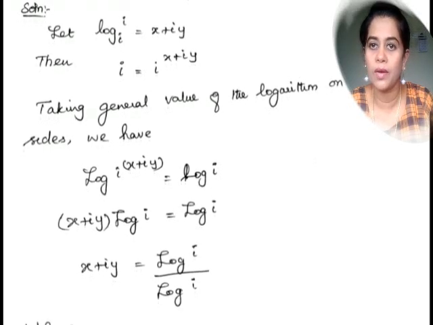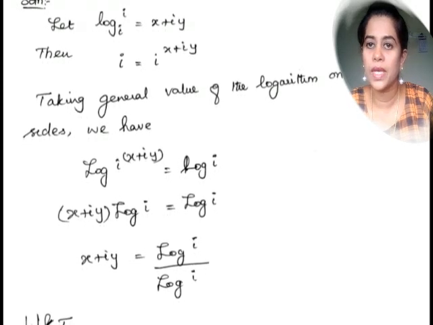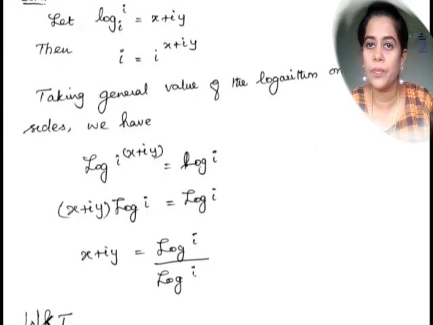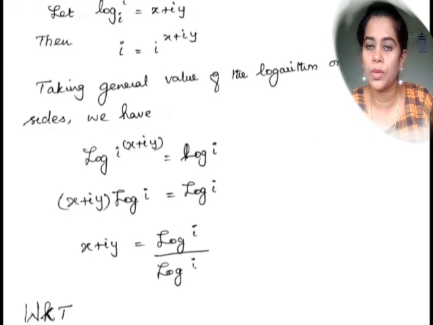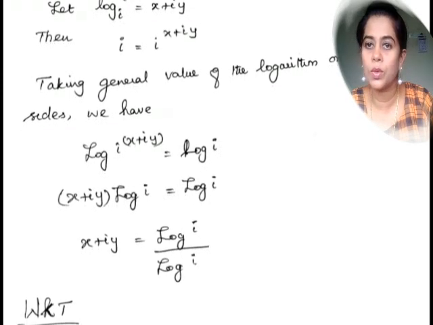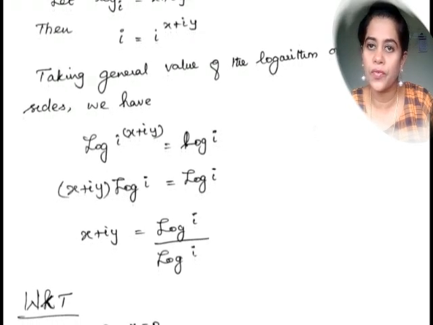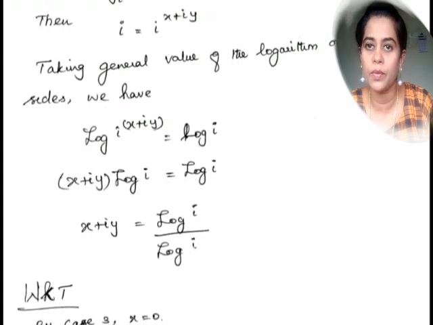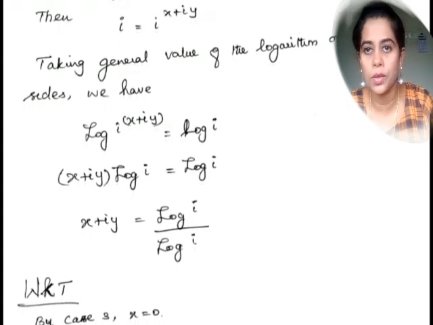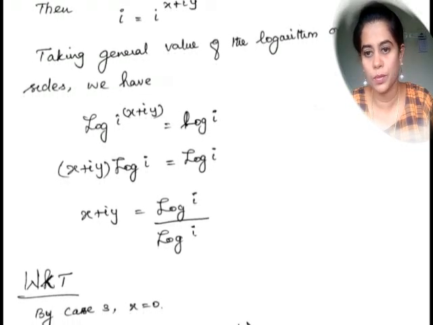In the previous case, the definition says that the base is e. When I am raising e, that will be written as e to the power x plus iy. Here the base is, instead of e, we are having i. So therefore it is i is equal to i power of x plus iy.